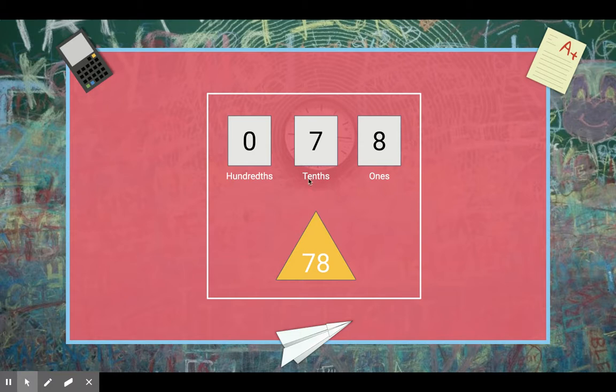So you should have come up with the number 0 in the hundreds place because there is no number in the hundreds place, 7 in the tens place, and 8 ones. So this is how it should look, okay? So 78 should be 7 tens and 8 ones.